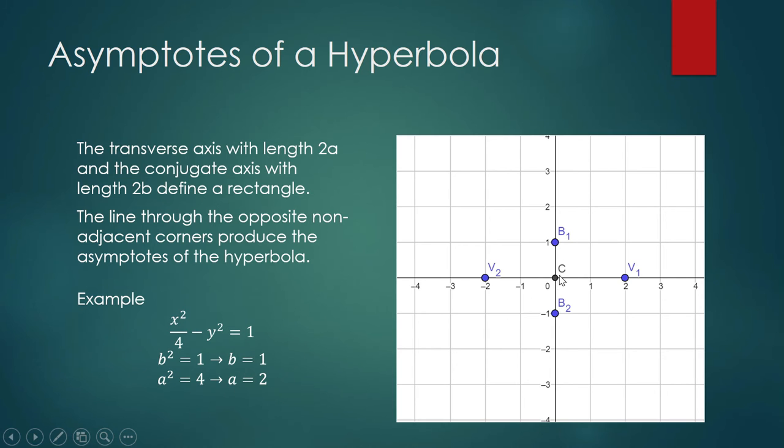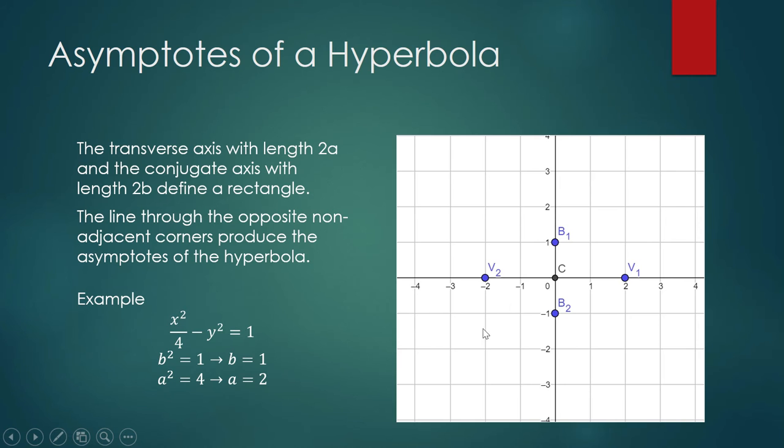From the center, 2 units to the right will give you one vertex, and 2 units to the left will give you another vertex. So this is your transverse axis. How about b, the endpoints of your conjugate axis? b is equal to 1, so you count 1 step above the center, that will give you one endpoint, and 1 step below the center will give you another point. Those 2 points define your conjugate axis.